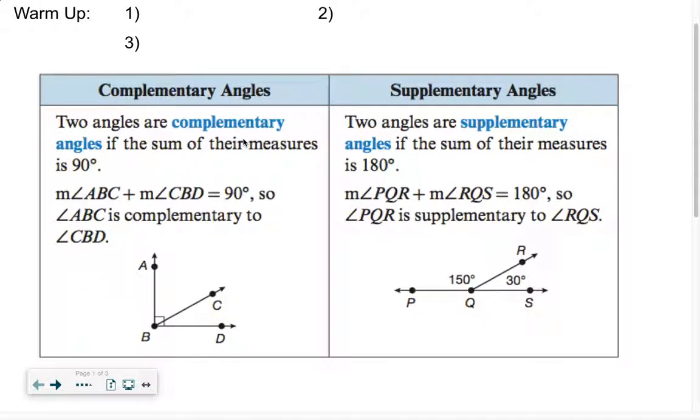If we take a look at the chart down here or the diagram, angle ABC and angle CBD, we consider those to be adjacent angles because, again, those angles are next to one another. And notice the sum of those two angles do indeed add up to 90 degrees.